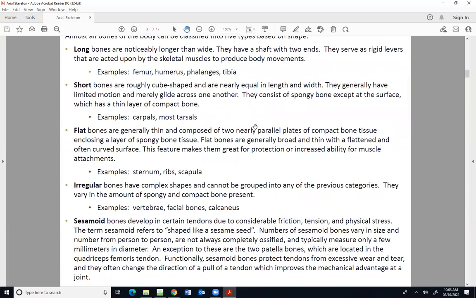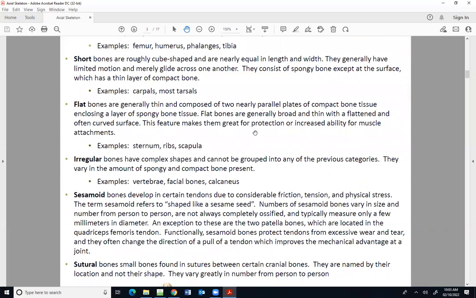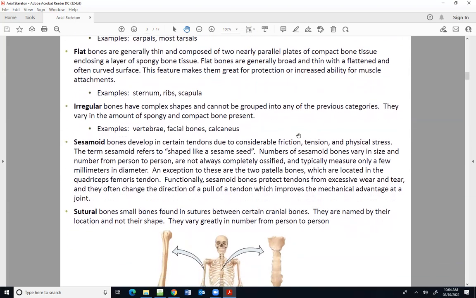Your short bones are roughly cube shaped and are nearly equal in length and width. They generally have limited motion and merely glide across one another. They consist of spongy bone except at the surface where there's a thin layer of compact bone. That includes your carpals, which would be your wrist bones. There's 8 in each wrist, and most of your tarsals, which would be your ankle bones. Okay, and I say most, there's one that doesn't classify there.